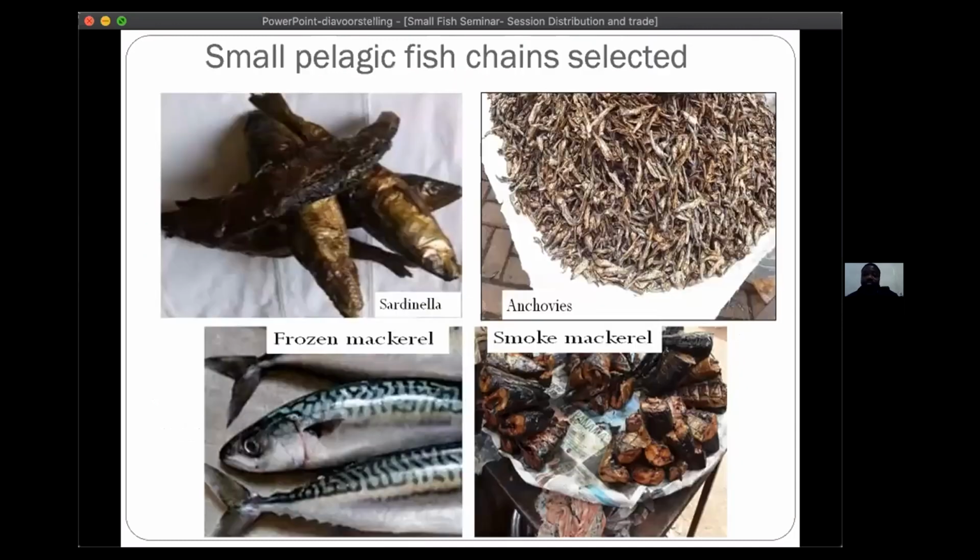Next slide, please. So the study focused on small pelagic fish chains, such as sardinella, mackerel, and anchovies. I focus on these chains because they are the most important small low-cost fish species in the country, and together they account for more than 70% of fish landings in the country. And also the poor urban consumers are known to depend on these chains for their animal protein needs.